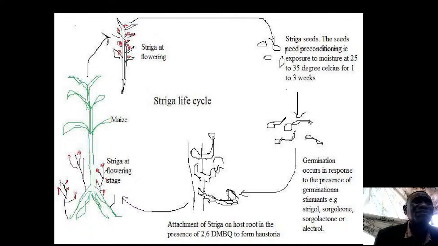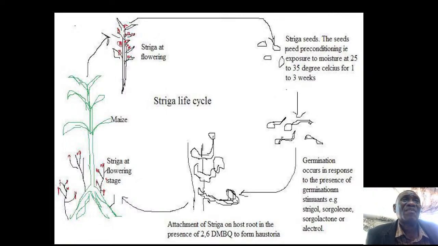Now let us look at the life cycle of the Striga. We have to start with the seed. Now when the seeds have been produced, they need to germinate.